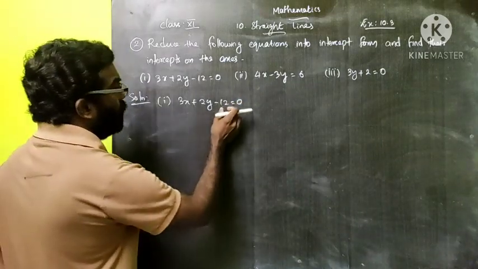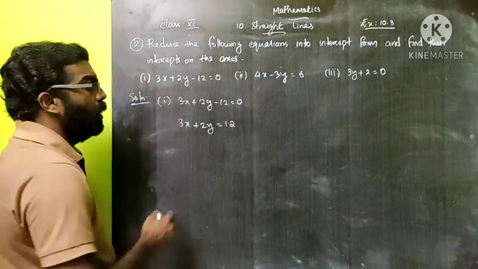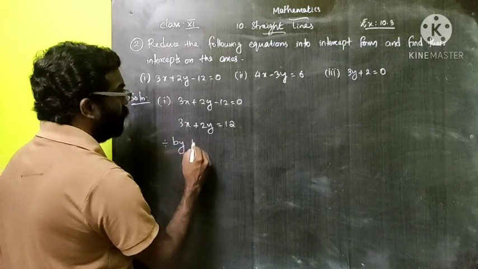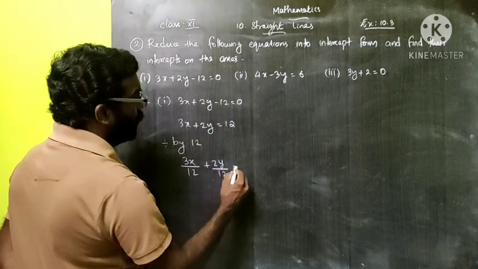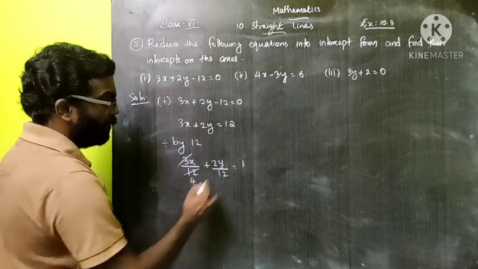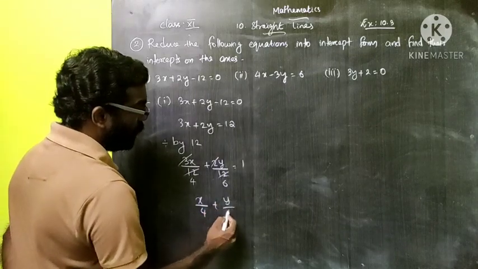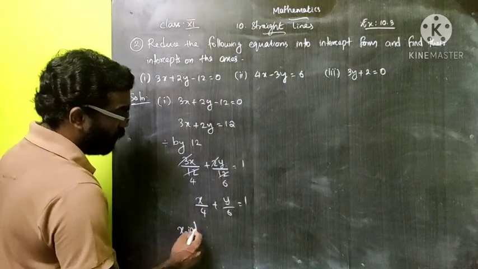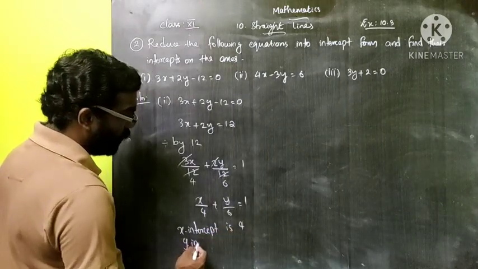First one is 3x plus 2y minus 12 is equal to 0. First of all, we can take this number to right side. 3x plus 2y is equal to 12. And we can divide the entire equation by 12. That is 3x by 12 plus 2y by 12 is equal to 12 by 12 is 1. 3 and 12 can cancel 4. 2 and 12 6. So x by 4 plus y by 6 is equal to 1. And from this we can write x intercept is 4 and y intercept is 6.